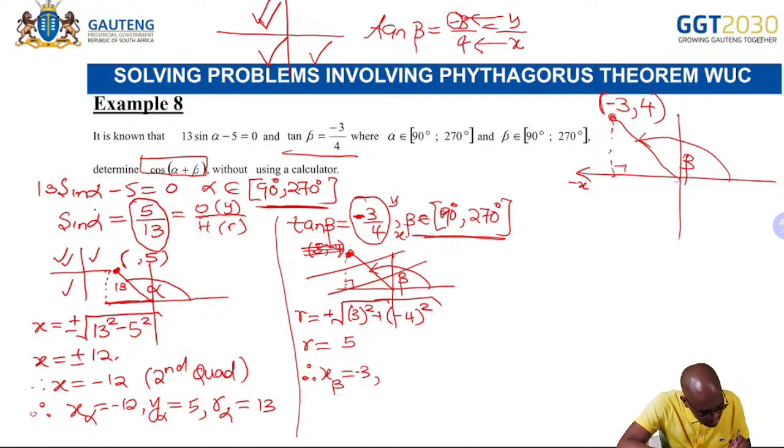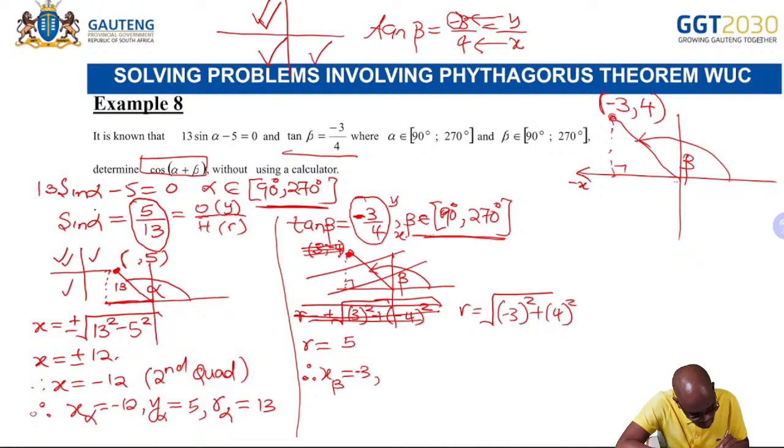So x of beta is -3, which means also here I can use my r as the square root of -3 squared plus 4 squared. The result would be the same. So x of beta is -3, y of beta is 4, and r of beta is equal to 5.